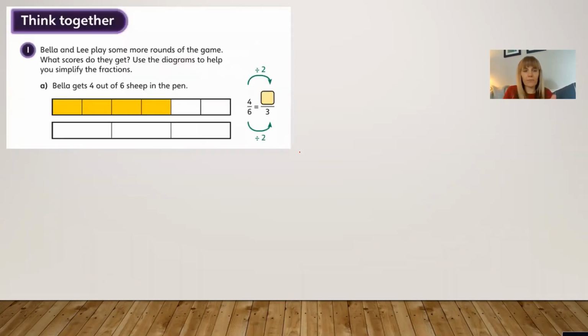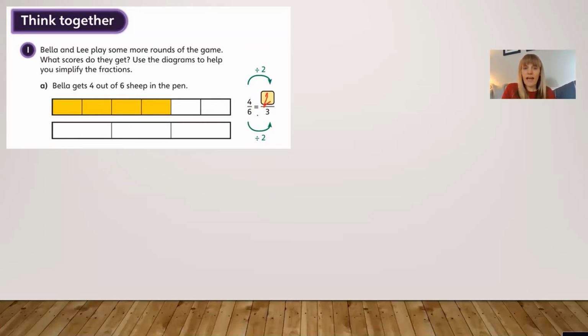Okay, so Bella and Lee, they play some more rounds of the game. So what scores do they get? Use the diagrams to help you simplify the fractions. This is a little bit like the work you're going to do today. So Bella now gets 4 out of 6 sheep in the pen. And you can see 4, 6, they're both in the 2 times table. So we could divide them both by 2. So 4 divided by 2 is 2.